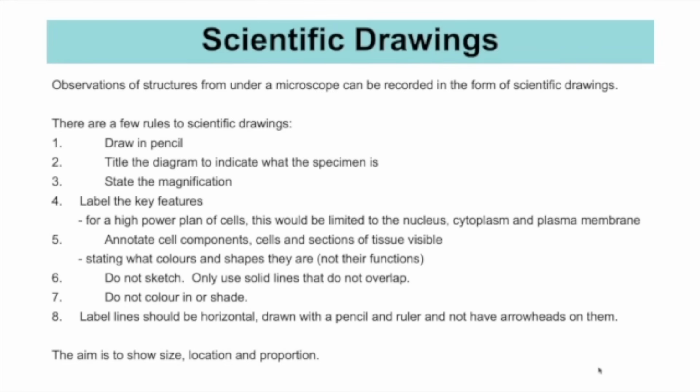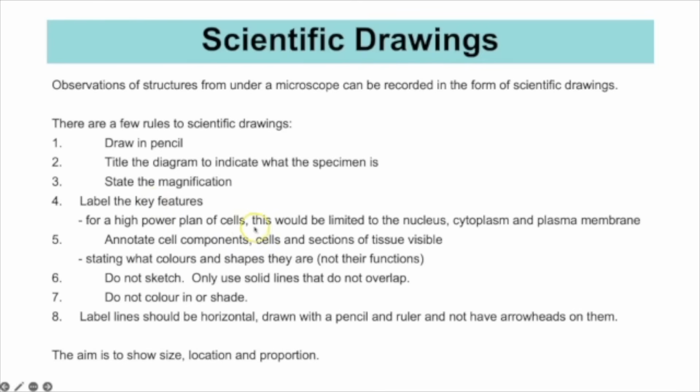Observations of structures from under a microscope can be recorded in the form of scientific drawings, and there are set rules that you need to know for how you create a scientific drawing, because these are very different to your typical artistic shaded style drawings. So number 1, it should always be in a pencil. Title the diagram to indicate what the specimen is. You have to state what magnification was used for the microscope and that you have drawn the image at. You should be labelling the key features as well.